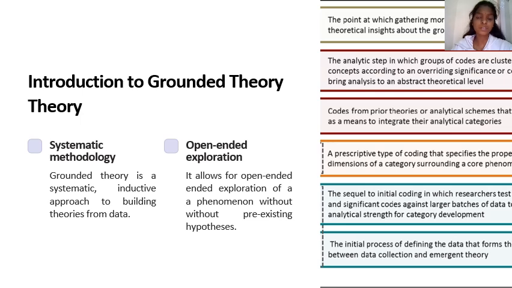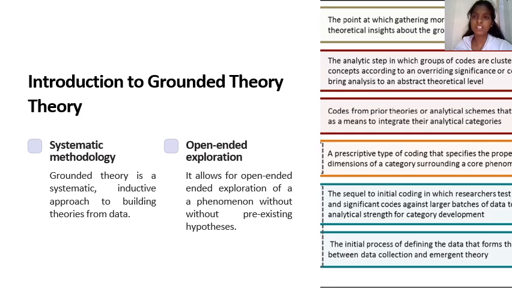Next is introduction to grounded theory. First is systematic methodology and the next is open-ended exploration. The systematic methodology is that grounded theory is a systematic inductive approach to building theories from data. This is what is meant by systematic methodology, and open-ended exploration refers to allowing open-ended exploration of a phenomenon without pre-existing hypothesis. This is about open-ended exploration.